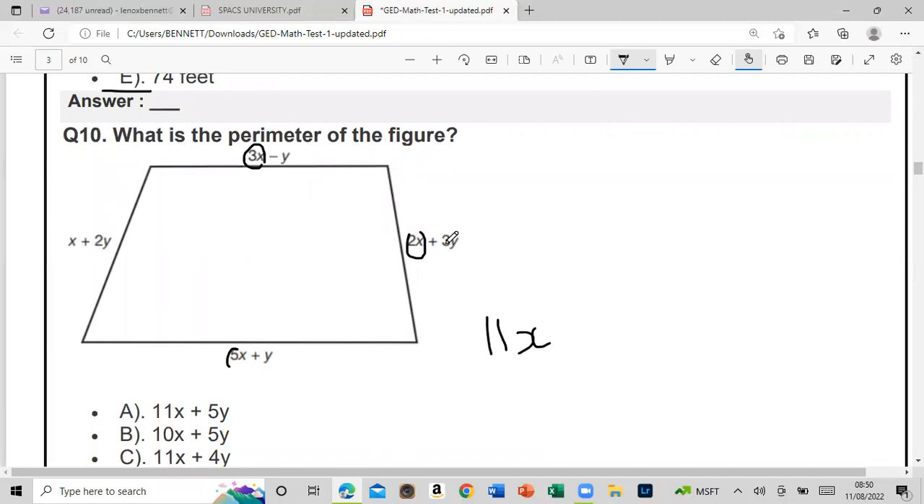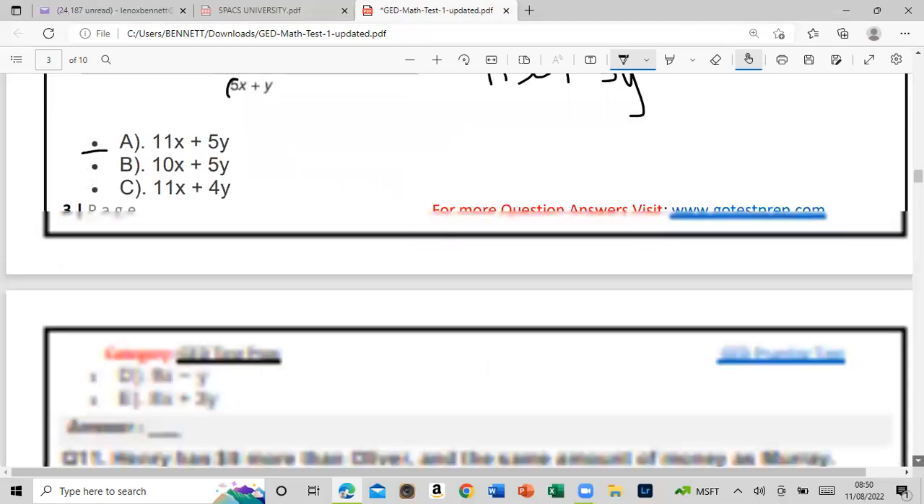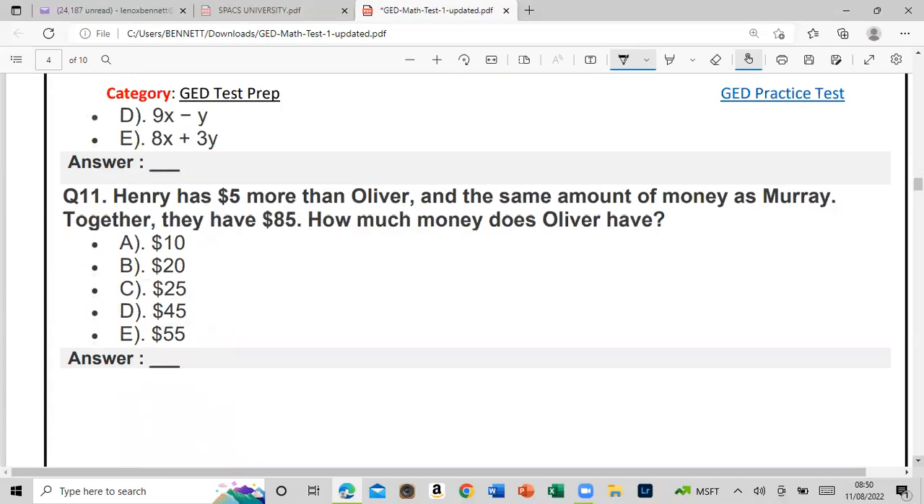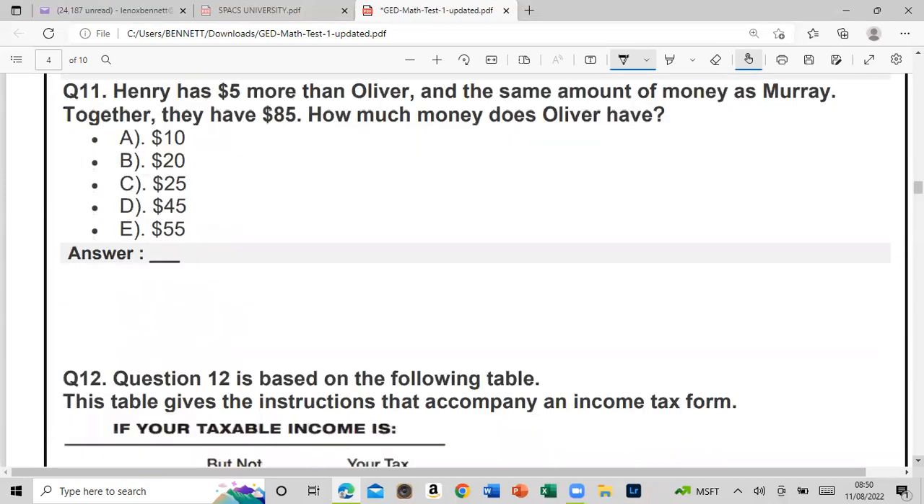So we have 3y, 4y, 6y, 5 minus 1, that's 5y. So that's plus 5y. And there we have it. That's option A. Alright, so let's move on to number 11.